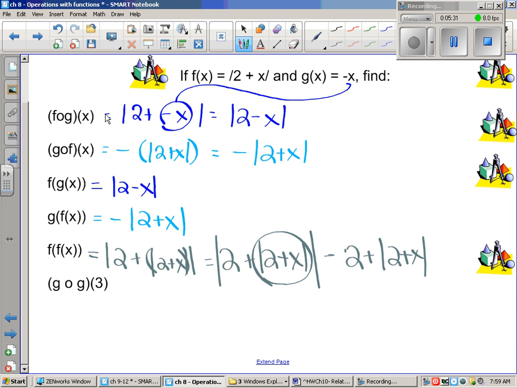So you could reasonably see that we wouldn't need the outside ones. It would simply be that. All right, g of 3 would mean we're going to start with g, and in place of x, we're going to put in 3. So negative 3 would just be 3.